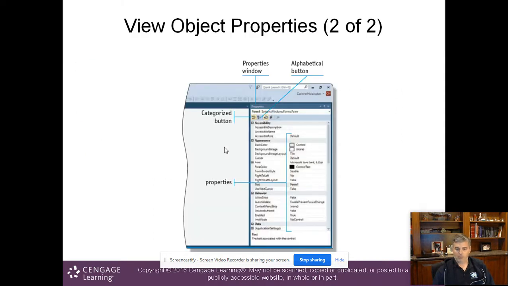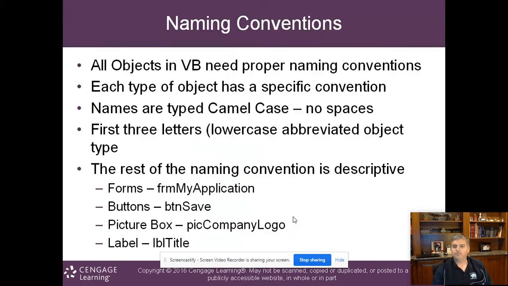So this is what your properties window looks like. Over in the form here, I would click on a button. It looks like on this one, they clicked on the form. So the form has properties. Then you see all the different things. So this is a background color. There's all kinds of different properties that you can change to customize the look and feel of the application.